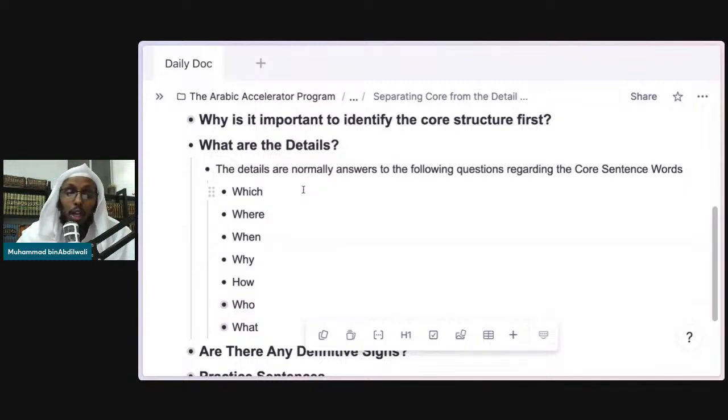Okay. The detail could be about where. Where did you buy it? من السوق. Okay. From the shops. Okay. When? يوم الخميس, Thursday, for example. Why? Okay. طلبا للعلم, to seek knowledge, for example. Right? The why. All this is detail. How did you buy it? Okay. نقدا, I bought it with cash. Okay. And then you have who.